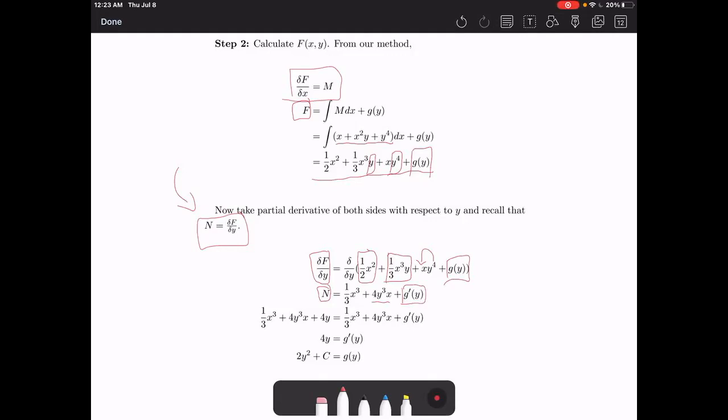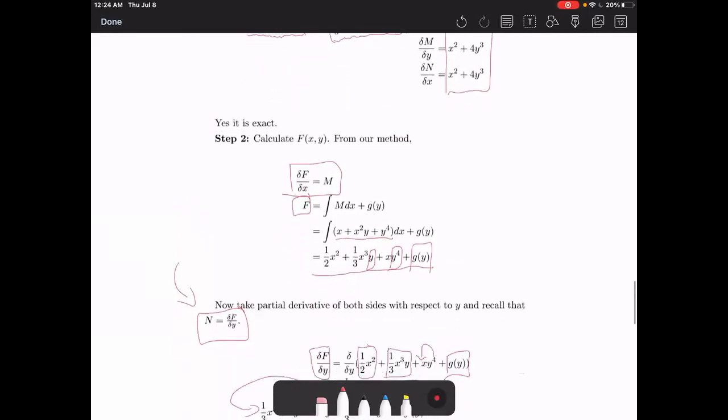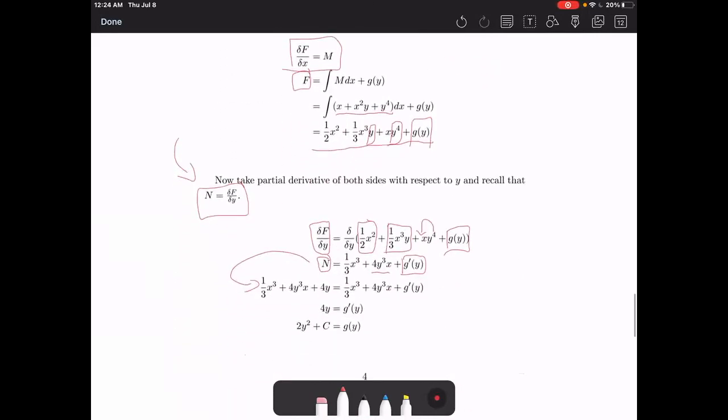Now, we get to substitute in n's value, and we'll just scroll up to see this is what n is equal to from the question. 1 over 3 x cubed plus 4y cubed x plus 4y. So we just plug that in. And now we'll just get rid of the common terms, 1 over 3 x cubed, 4y cubed x, and we're left with 4y equals g prime of y. We'll take the integral of both sides, and we get 2y squared plus c is equal to g of y.